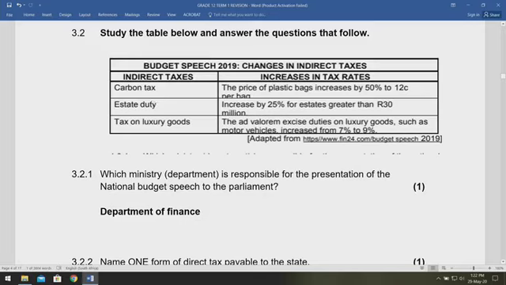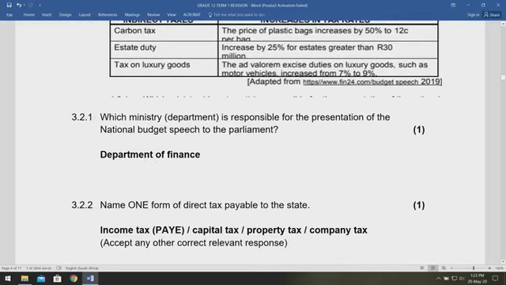So 3.2.1, which ministry or department is responsible for the presentation of the national budget speech to the parliament? And I just said to you earlier on, the Minister of Finance does that. So therefore, the answer there would be the Department of Finance.